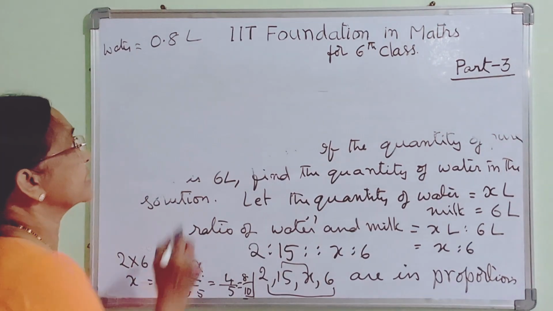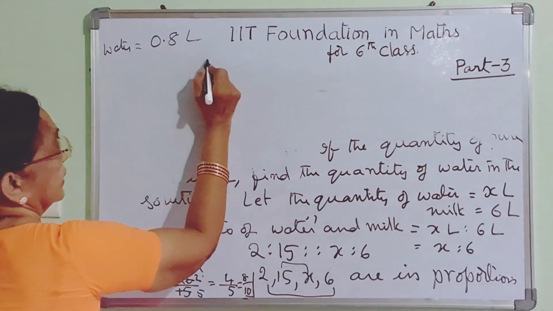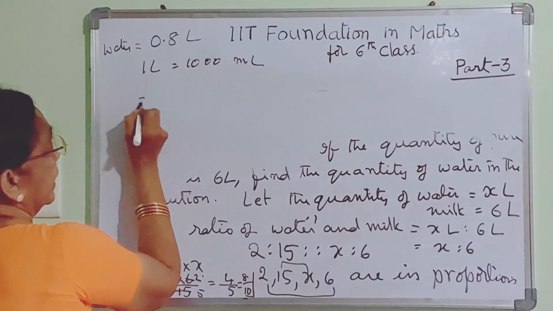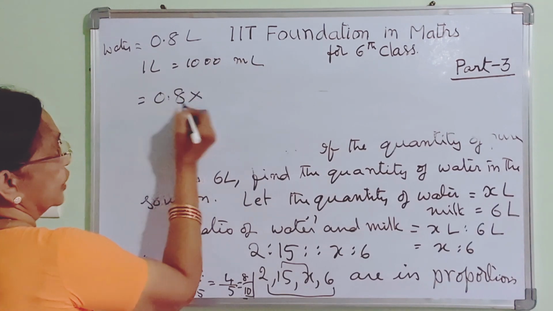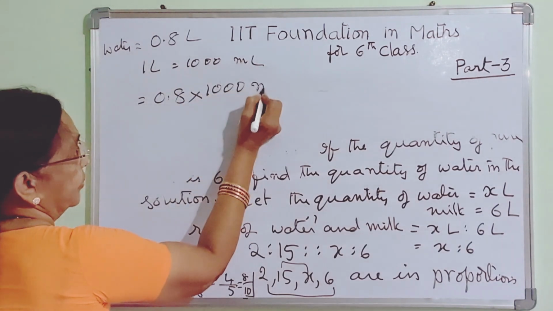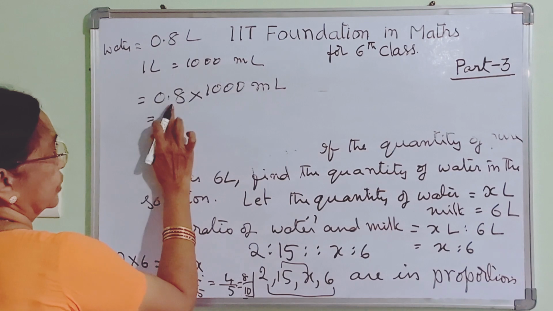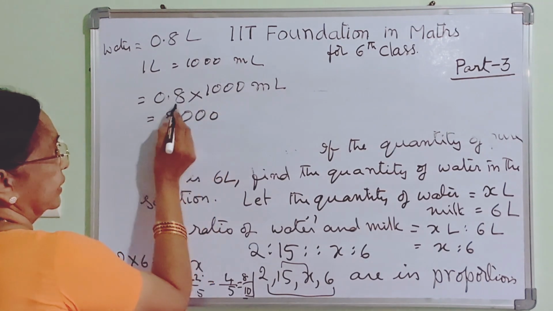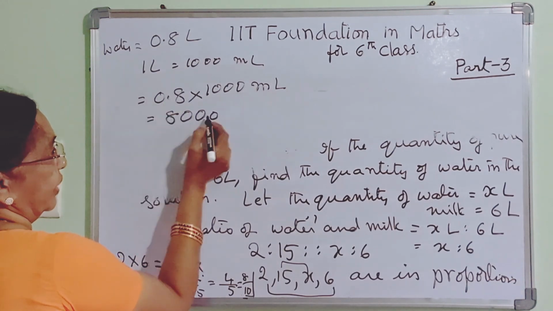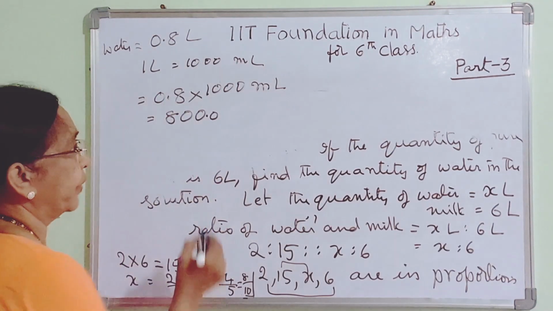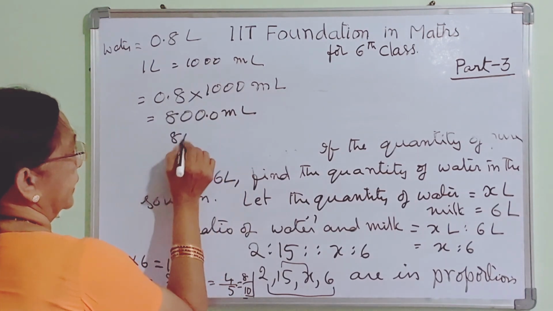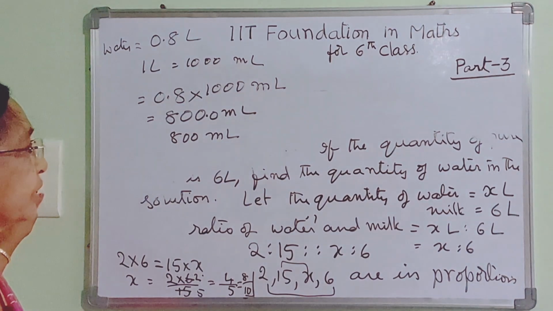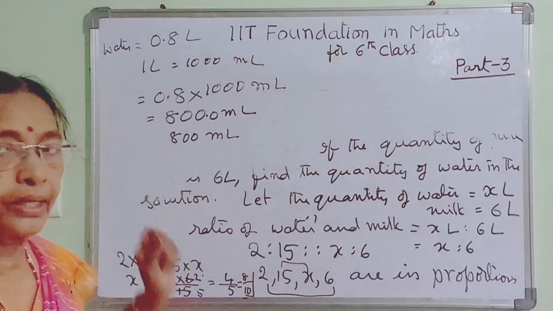If this is converted into milliliters, as 1 liter is equal to 1000 milliliters, 0.8 liter is equal to 0.8 into 1000 milliliters. Therefore 1000 into 0.8 is 800, or 8 into 1000 is 8000, and as there is a decimal point after one digit, we can put the decimal point here, and this is 800 ml. The quantity of water is 800 milliliters.